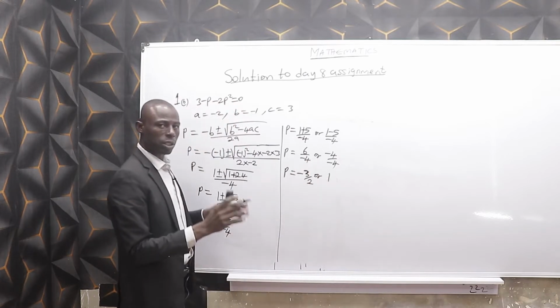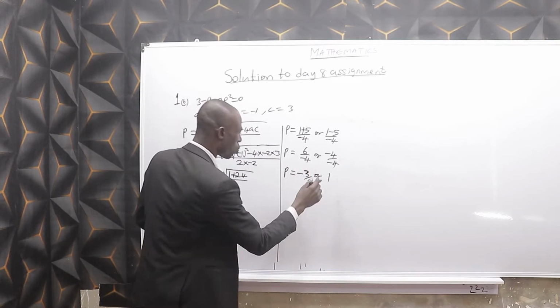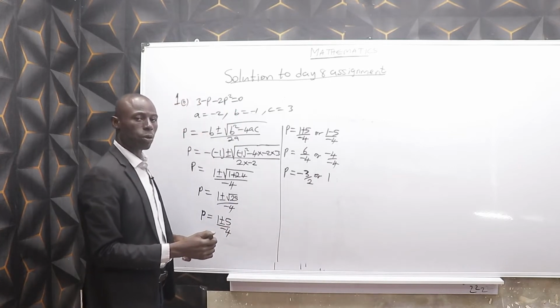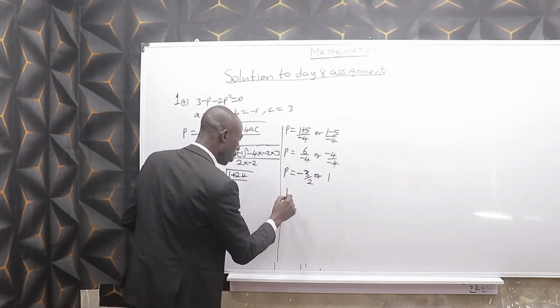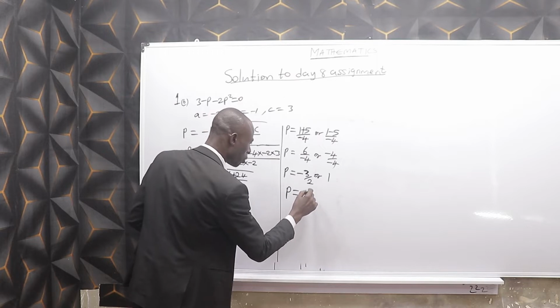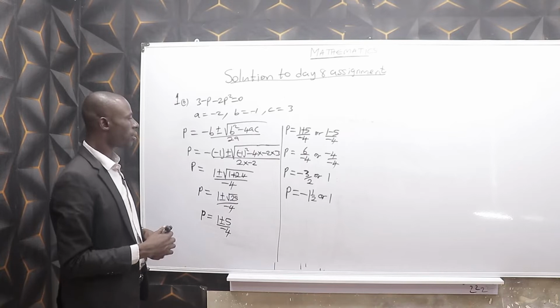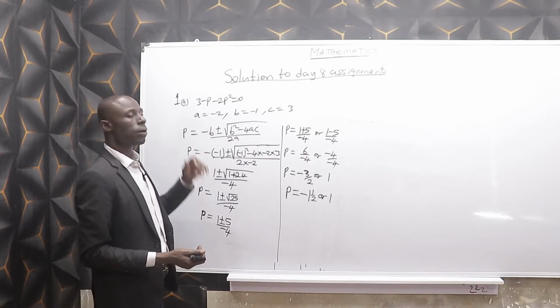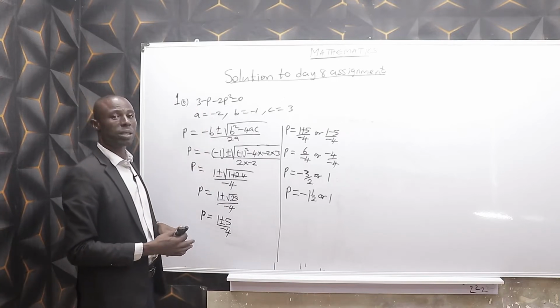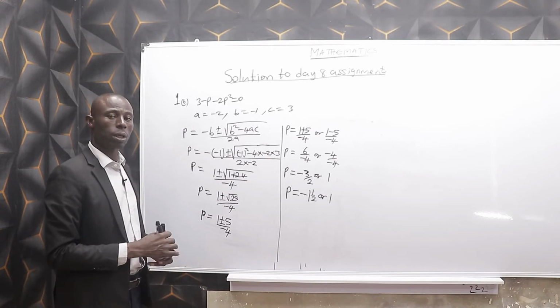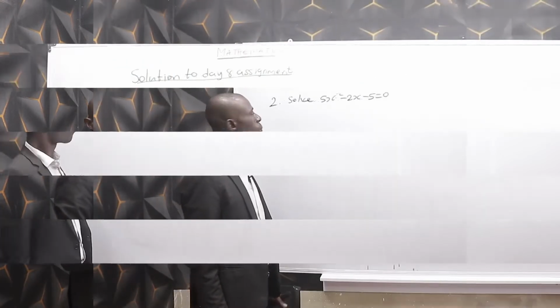Minus divided by minus is plus. 4 divided by 4 is 1. So the answer is minus 3 over 2 or plus 1. Or you write it as minus 1.5 or 1. So that is it. That's the solution of 3 minus p minus 2p squared equals 0 using the general method.